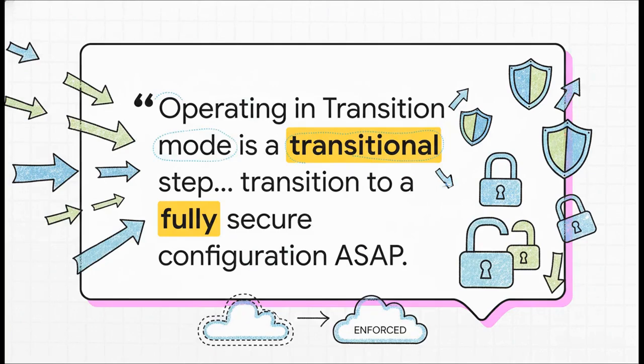And don't just take my word for it. The documentation makes it crystal clear. It says transition mode is meant to be just that, a transition. It's a temporary phase for you to learn and analyze your traffic. The goal always is to get to that fully secure state, which means getting to enforced mode as quickly and as safely as you can.